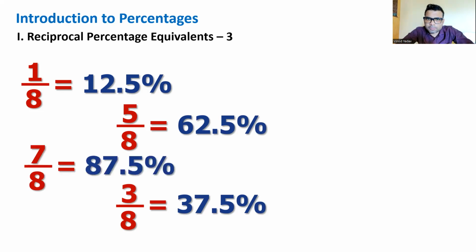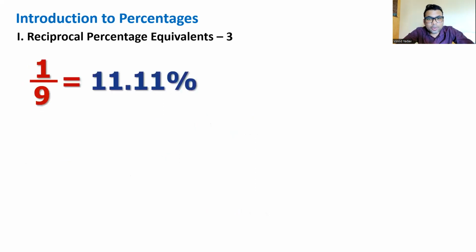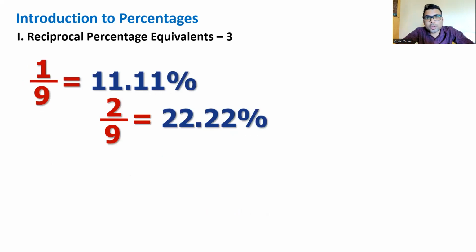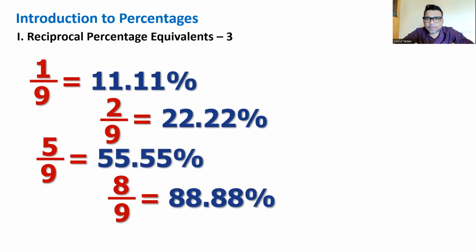These were multiples of 1 by 8. All right. Cool. Next is 1 by 9, 11.11%. This is going to be easy. So 2 by 9, very comfortable table of 11, 22.22%. Yes, 5 by 9, 11 fives are 55, so 55.55%, 8 by 9, 88.88%, and so on. It's just a table of 11.